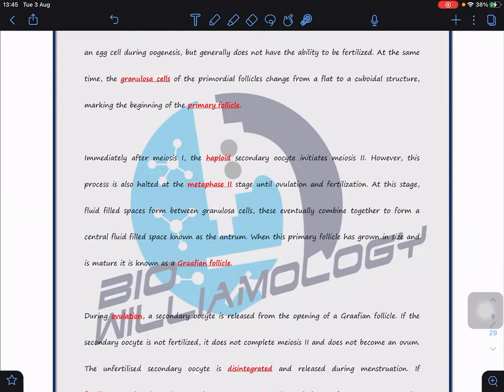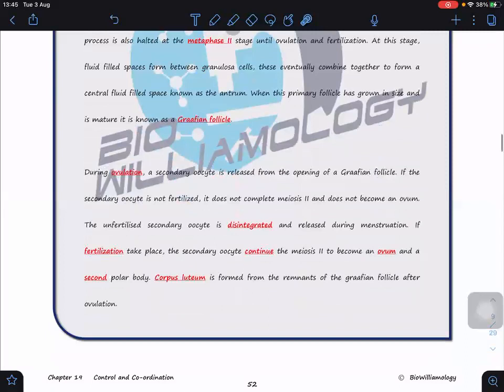When this primary follicle has grown in size and matured into what we call the Graafian follicle, or the ovarian follicle. Again, in our syllabus, we also term it as ovarian follicle. So when the ovarian follicle or Graafian follicle matures, then ovulation takes place. Again, highlight, guys, when ovulation occurs, it is a secondary oocyte that is released from the opening of the Graafian follicle.